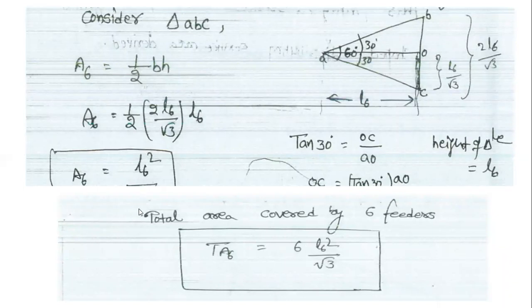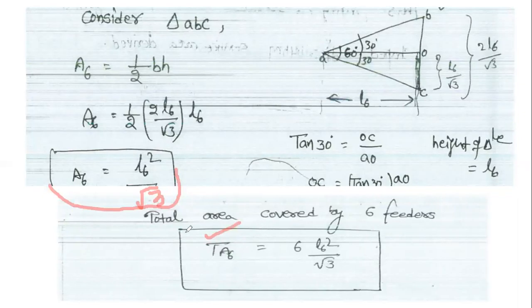What is the formula for that A6 value? That is A6 equal to L6 square by root 3. Therefore A6 is equal to L6 square by root 3. Okay, this is the total area covered by the total hexagonally shaped distribution substation. This is the area covered by the single distribution feeder, that is the triangle ABC area.